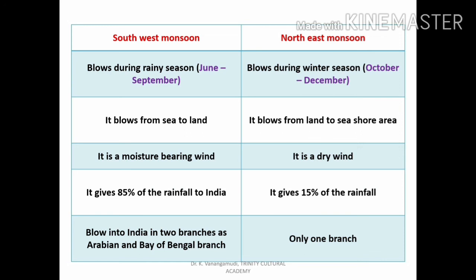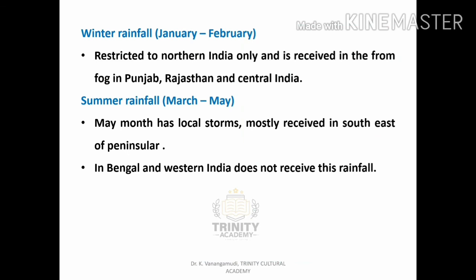Let me explain now the winter rainfall and summer rainfall. The winter rainfall takes place in January and February. It is restricted to northern India only and is received in the form of fog in Punjab, Rajasthan and central India. Whereas summer rainfall during March to May has local storms mostly received in southeast peninsular India and Bengal, and western India does not receive this rainfall.